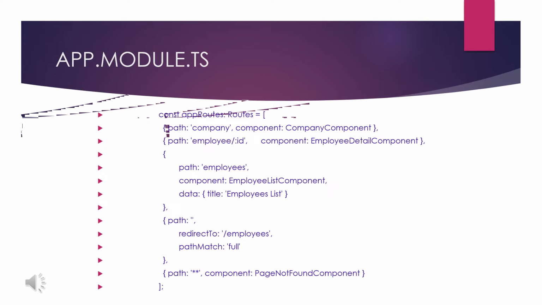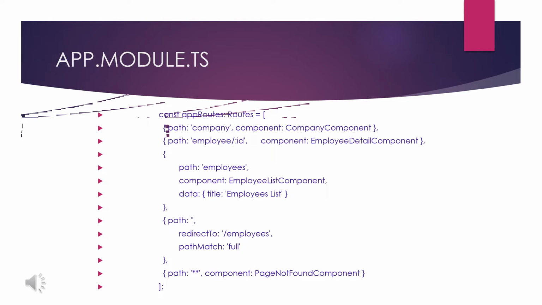I will put up a project here, and in that project I will explain how these things work. The third one I have is employees. It will have the employee list component, and all the employee list will be shown here. I am getting data like title colon employee list. These titles should be displayed there.